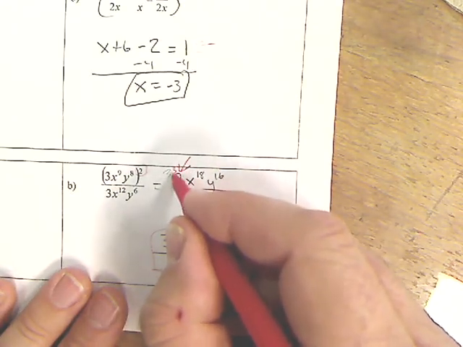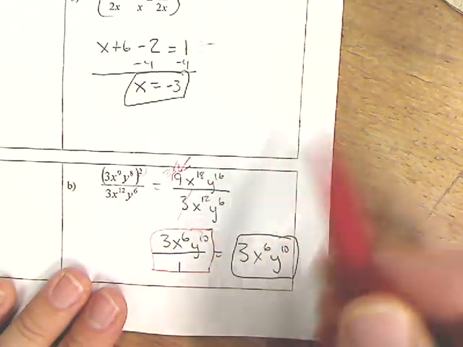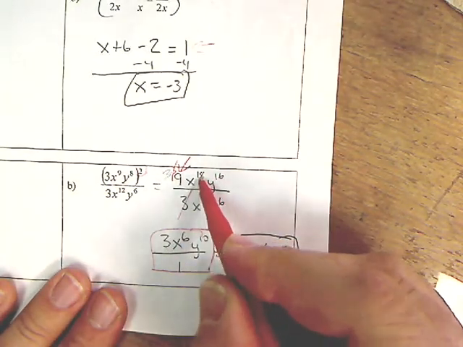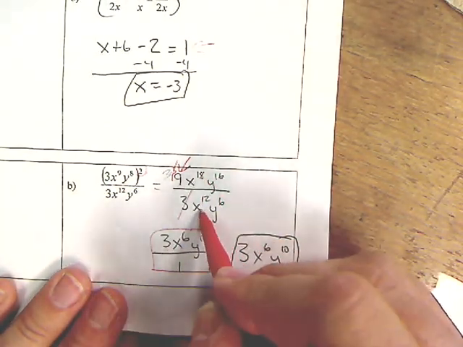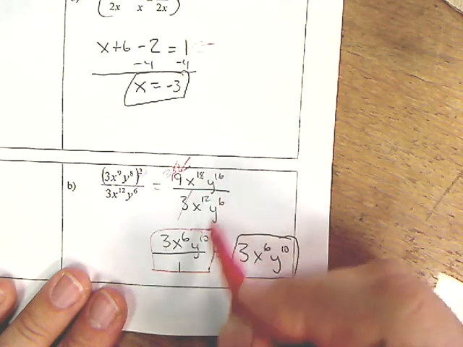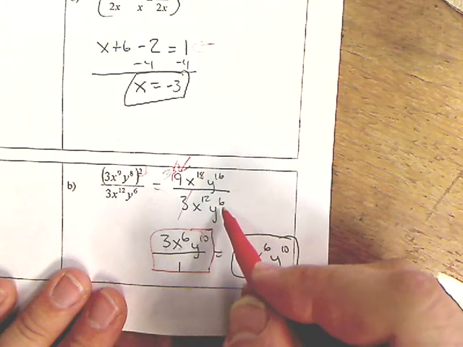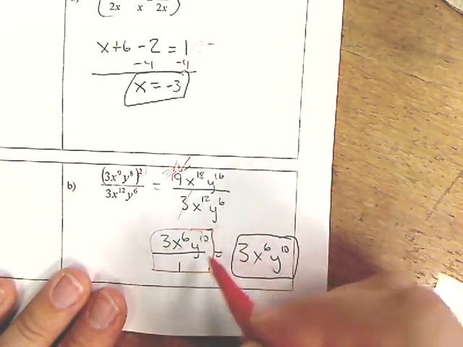9 is just 3 times 3. 3's cancel. Leaves me a 3 on top. 18 of these guys on top being multiplied. 12 of them on the bottom. 12 would cancel out, leave me 6 on top. 16 on top being multiplied. 6 on the bottom. 6 cancel out, leave me 10.